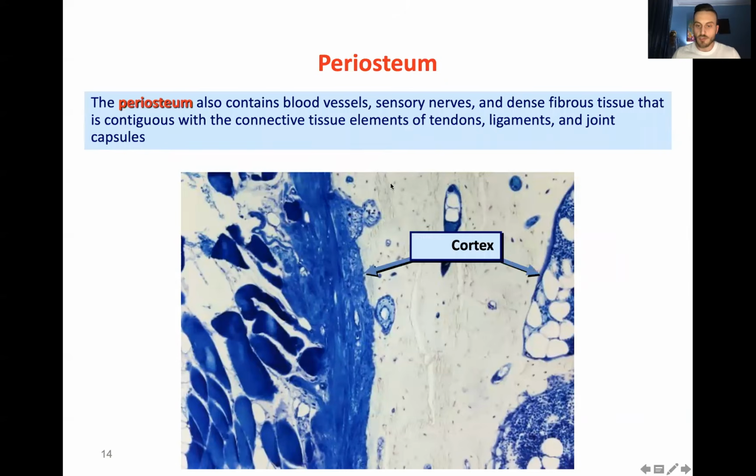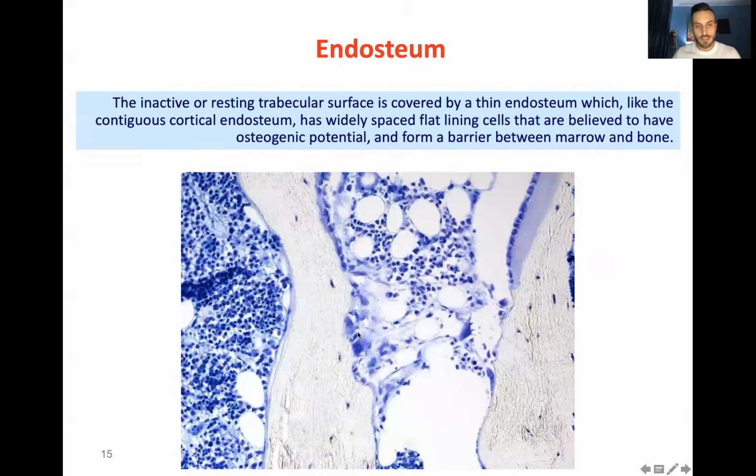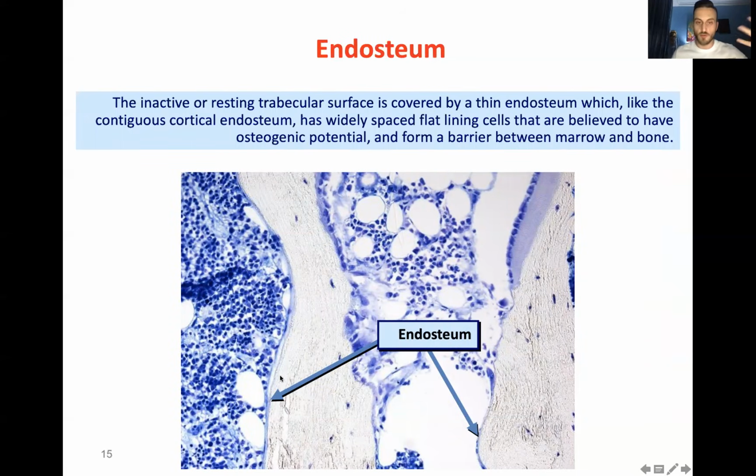So this is the periosteum histologically, you can see it. It's this line, it's called the periosteum, the covering. And inside, you can see the endosteum, which is very thin in comparison to the periosteum, because the periosteum is the bone formation, osteogenic layer, that's why it has to be thick.